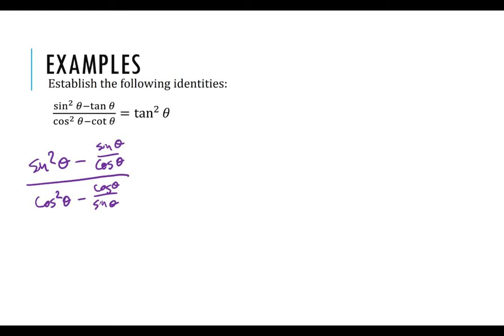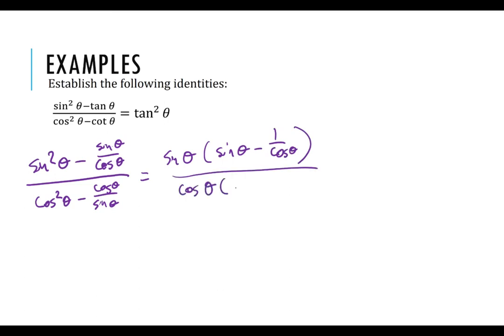So I think I'm going to factor because I see that the numerator is sine theta and sine squared theta, and down here I have cosine squared theta minus cosine theta divided by sine theta. And so I'm going to factor out a GCF of sine theta times sine theta minus 1 divided by cosine of theta, all divided by cosine of theta times cosine of theta minus 1 divided by sine of theta.